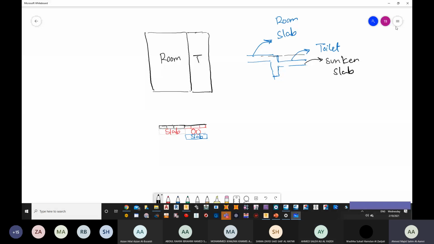Further, when we come to the design of slabs, we are going to see real pictures and illustrate sunken slabs. Hopefully, if there is time, we will try to arrange a site visit where you are going to see these things in reality.